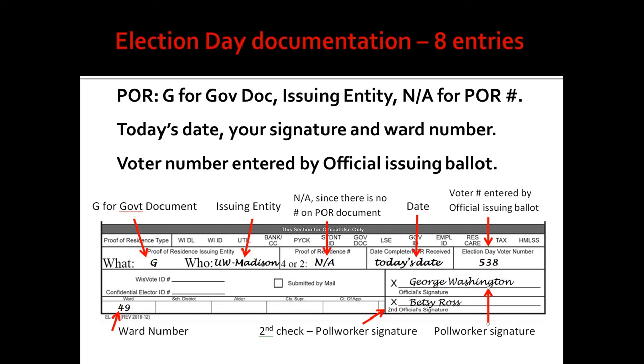The poll worker and the second checker sign the form. The voter number is entered by the election official issuing the ballot. This is a total of 8 entries. To review details of this documentation, refer to the printed color visual guides that will be at your location during early voting or at Election Day.